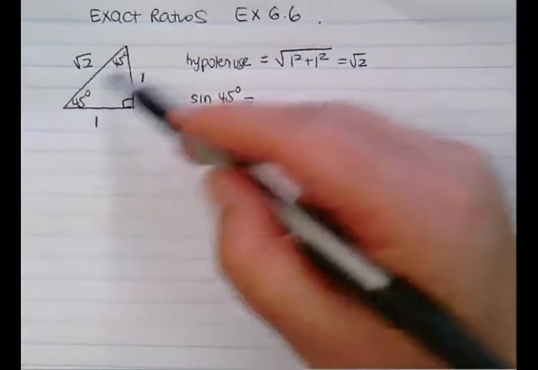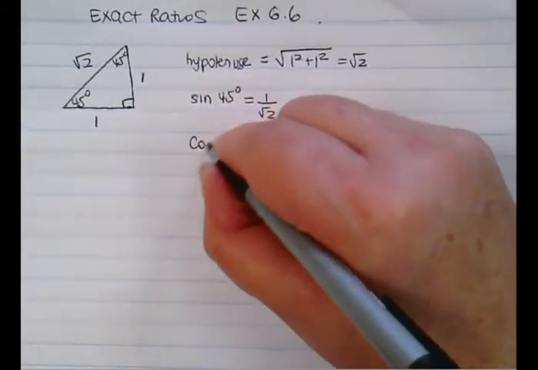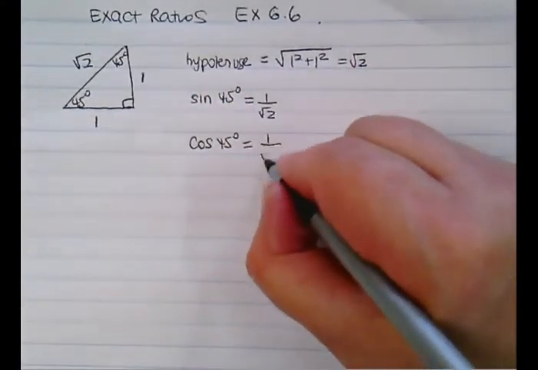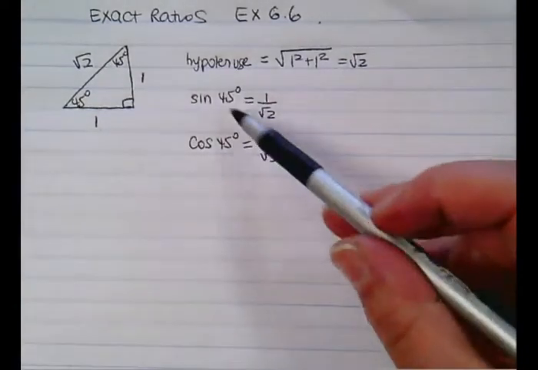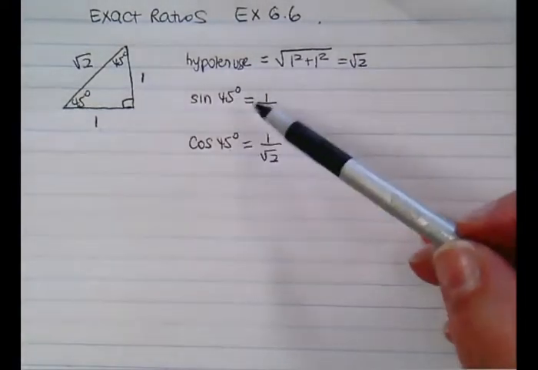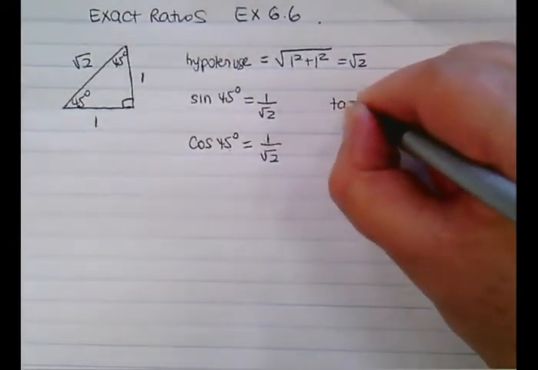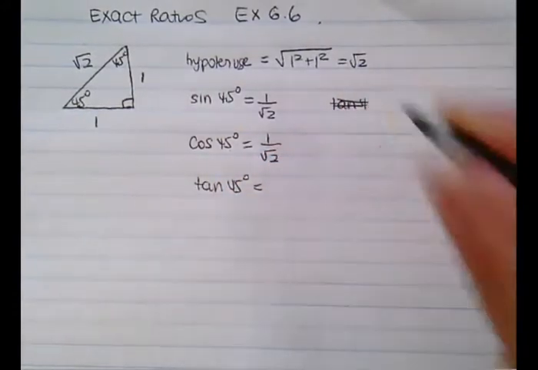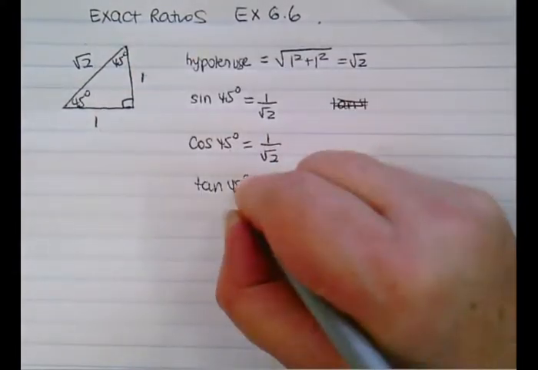Remember, sine is opposite over hypotenuse, which is 1 on root 2. The cos of 45 degrees is adjacent over hypotenuse, which is 1 on root 2. Now, this makes sense that they are both 1 on root 2, because they're complementary angles. Sine 45 equals cos 45 because 45 and 45 adds up to 90. And the tan of 45 degrees equals opposite over adjacent, which is 1 over 1, which is 1.